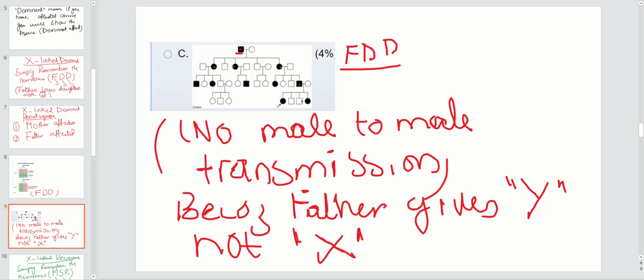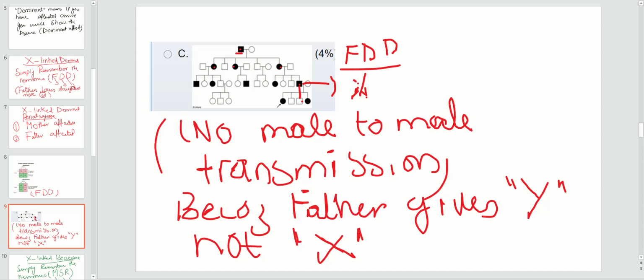Now you can see that this is the male affected person, but it is not transmitting the disease to the other males. So there is no male to male transmission. So in case of X-linked dominant diseases, you don't have male to male transmission. So why is it that? Because this male, let me write over here, it might have this X disease, right?